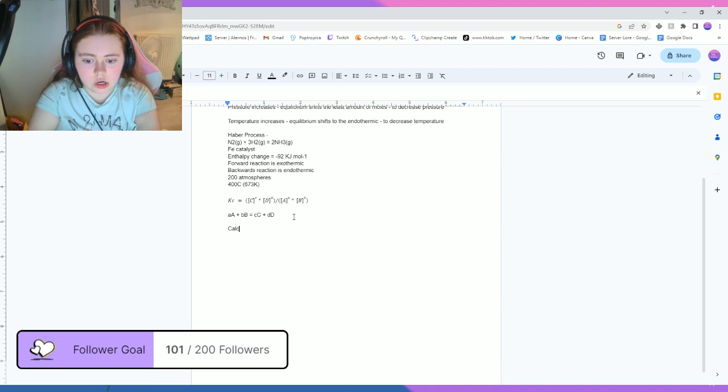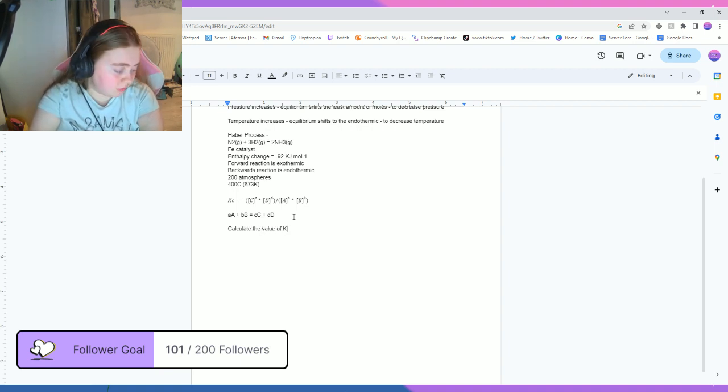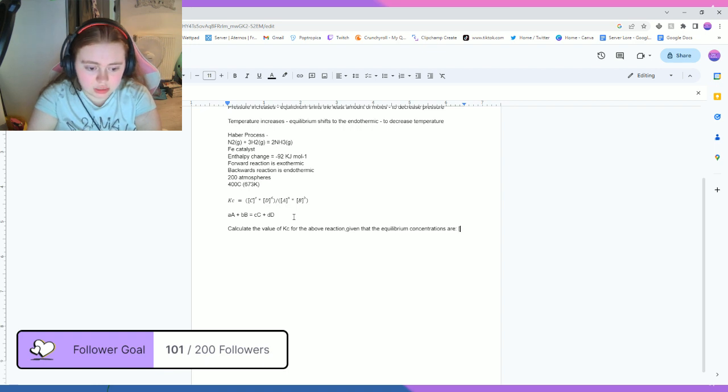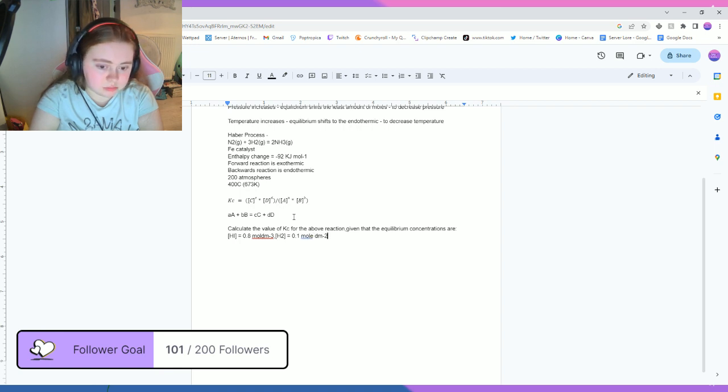So it is a worked example that I want to go through. Calculate the value of Kc for the above reaction, given that the equilibrium concentrations are: HI equals 0.8 moles per decimeter cubed, the concentration of H2 is 0.1 moles per decimeter cubed, and the concentration of I2 equals 0.2 moles per decimeter cubed.